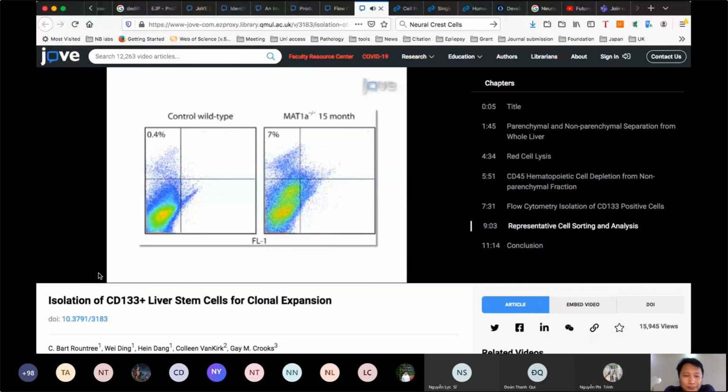CD133 positive liver stem cells were isolated from wild-type and MAT1A knockout mice, as described in this video. As seen here, CD133 positive cells make up 0.4% of the highly enriched CD45 depleted non-parenchymal control fraction derived from uninjured liver from wild-type mice. In the genetic knockout MAT1A minus, which is a model of chronic liver injury, the CD133 positive population expands tenfold or more in the same highly enriched fraction.